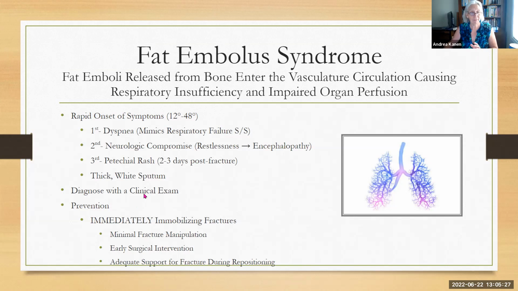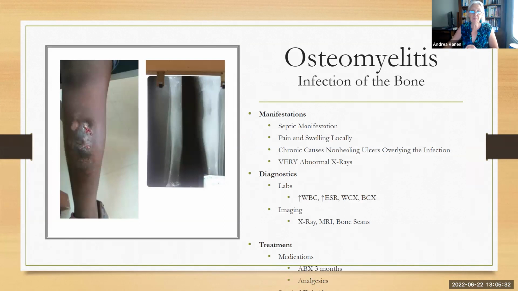Okay, osteomyelitis is an infection of the bone. It is a huge problem. You will see pain and swelling. You may start to see skin ulcerations because the infection is now in the bone and starting to work its way out. Normally, we see infections start on the outside and work their way in. In osteomyelitis, you kind of flip that script a little bit. So you will definitely see it on X-ray.